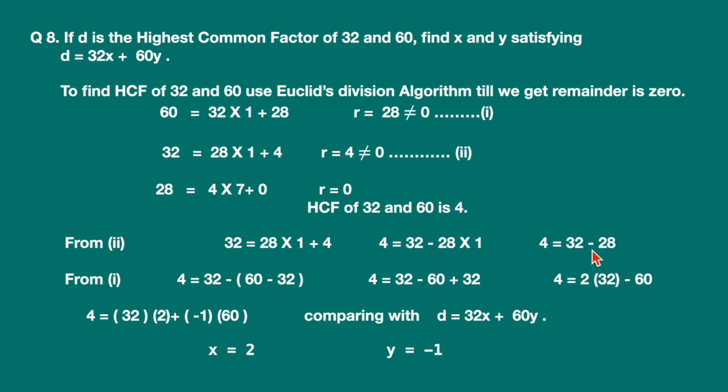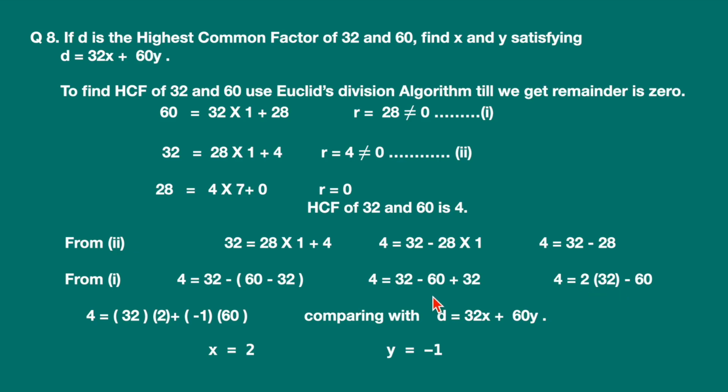Now this value of 28, we are going to substitute from here. 28 is equal to 60 minus 32. So write down here. Substitute. So you get 4 is equal to 32 minus, this 28 is 60 minus 32. Open the bracket, it will be minus 60 plus 32.